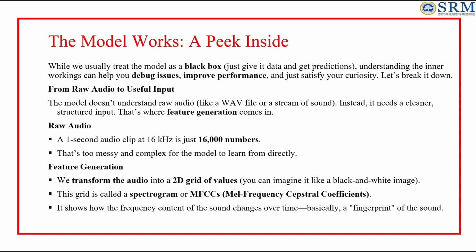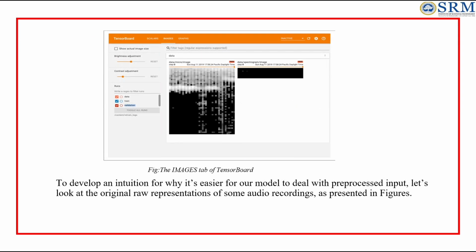Instead, we apply feature generation, which transforms the audio into a 2D grid of values. This grid is known as a spectrogram, or sometimes Mel frequency cepstral coefficients. You can think of it like a black and white image that shows how the frequency energies change over time, giving each word unique fingerprints. To develop an intuition for why it is easier for our model to deal with pre-processed input, let's look at the original raw representation of some audio recordings as shown in the figures.